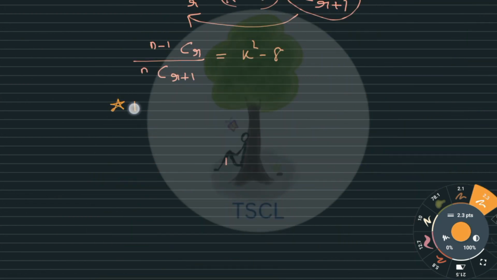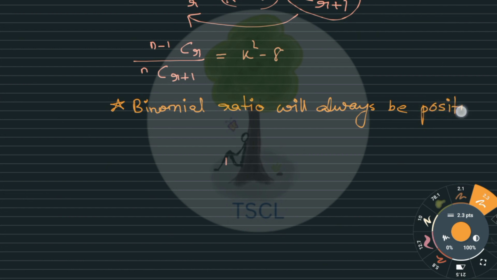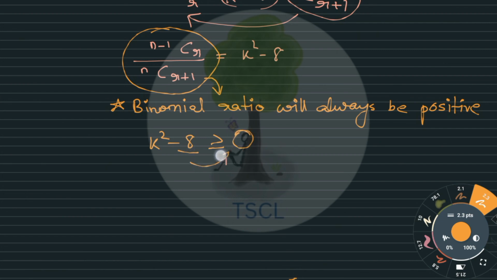We know a binomial ratio will always be positive. Here this LHS is a binomial ratio. Thus we can say that K square minus 8 is always greater than or equal to 0. We can take this 8 to the right hand side. It will become K square is greater than or equal to 8. K is greater than or equal to plus or minus root 8.